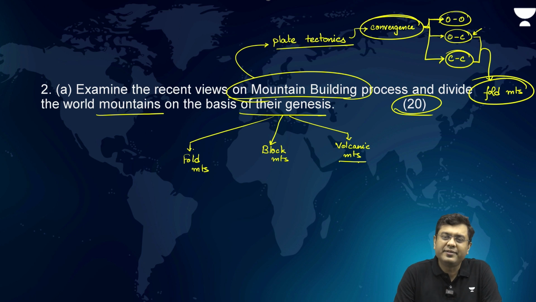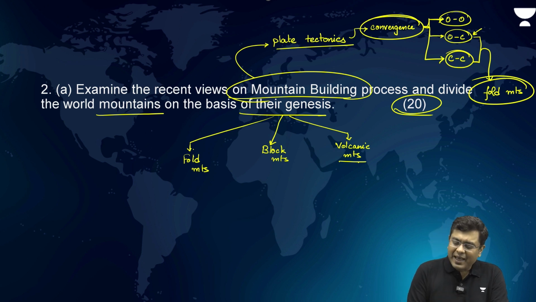You could give the example of the Alpine ranges. You could give the example of the Appalachians. They are also basically a result of the continental convergence overall. So like that, you have to talk about the views on mountain building.